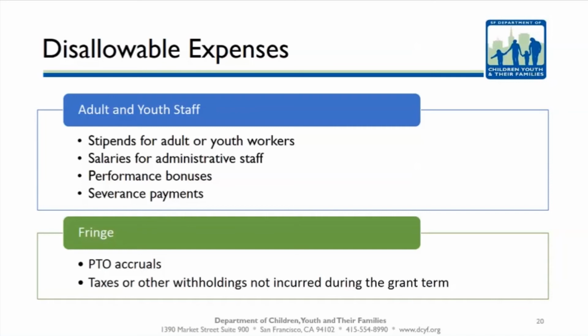We also don't allow payment of performance bonuses or severance. Under the Fringe line, any PTO accruals aren't allowed to be used for DCYF reimbursement. What I mean by that is vacation or sick time as it is accrued. Now, we do allow for the payment of vacation and sick time, but we allow for that as it's paid out to the staff member, not as it is accrued over time. We also don't allow for reimbursement of taxes or salary withholdings that weren't incurred in the actual grant term.